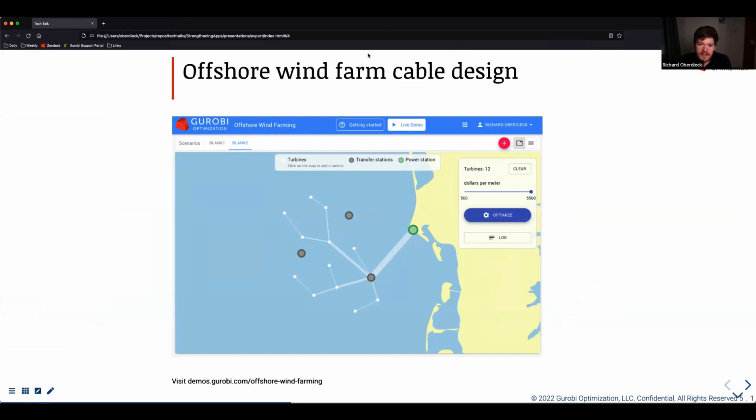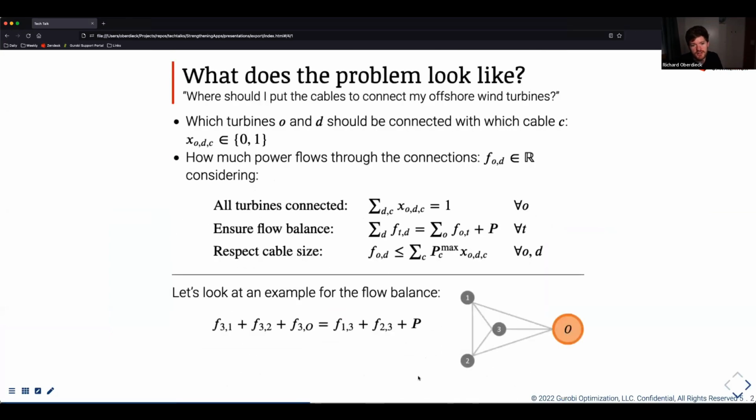Again, as with Steve's problems, what I'm presenting here is only a small part of it, but it might be a part that is relatively interesting. There's also a demo for this available on our website, so I recommend you check it out if you haven't already. So what's the problem here? What are we trying to do?